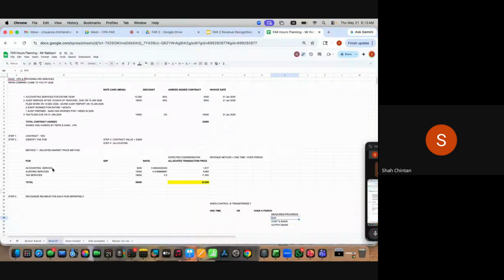अकाउंटिंग सर्विसेज को सबसे पहले लेते हैं. You know every month you get the same work. आपको हर मंथ में 10 hours लगाना है to do the accounting services. It's the same input, same data, same working is done by the junior accountant. You say कि it is okay to recognize a straight line revenue.